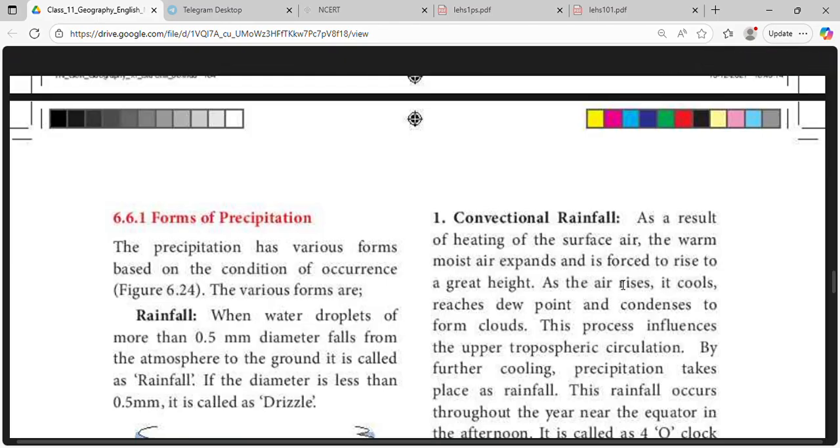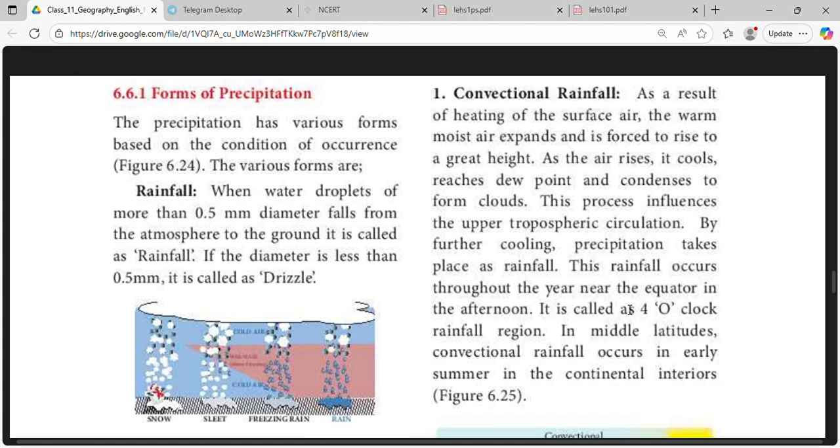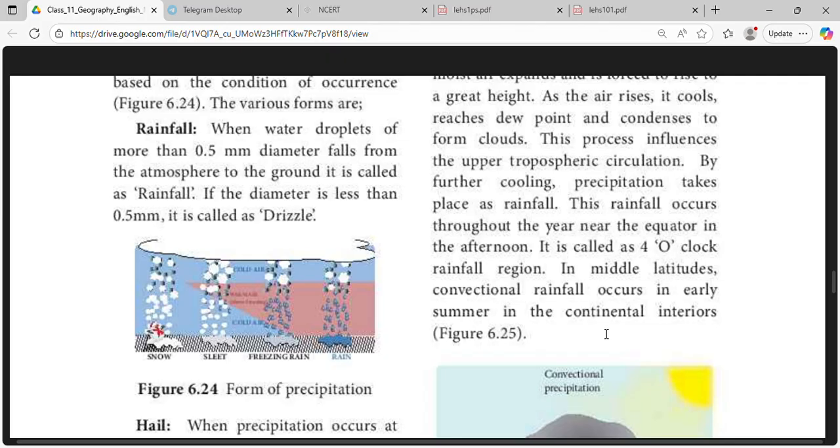to a great height. As air rises, it cools and reaches a dew point and then forms clouds. This process influences the upper tropospheric circulation. By further cooling, precipitation takes place as rainfall. This rainfall occurs throughout the year near the equator in the afternoon. It is called as 4 o'clock rainfall region. In middle latitudes, convectional rainfall occurs in early summer in the continental interiors.